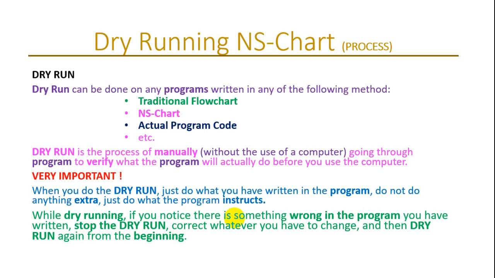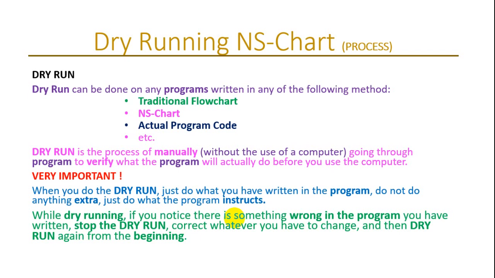So very, very important, do exactly what you have written in the NS chart. At the time of writing, think what you want to write. But when you're dry running, don't think what you want to write, because you have already written. Just dry run what you have written to see whether that will do what you want to do. Don't do anything extra or anything less. Just do exactly what you have said there.